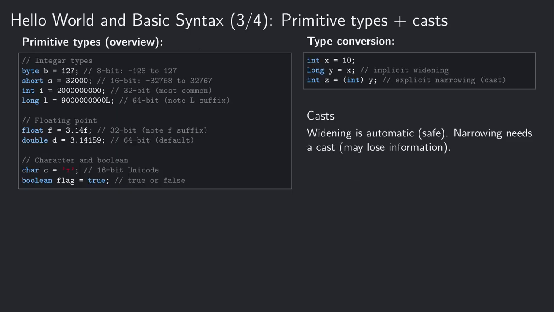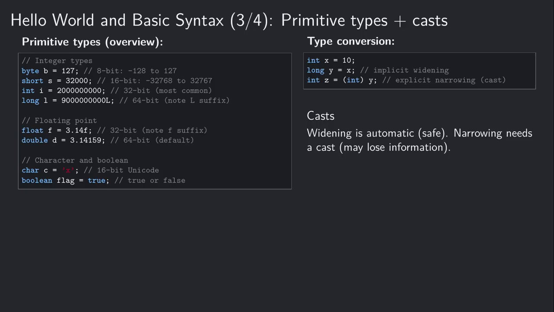This is your quick map of Java's primitive types, and it's worth knowing the rough boundaries because silent overflow and truncation can create subtle bugs. For integers, byte is 8-bit, short is 16-bit, int is 32-bit and most common, and long is 64-bit, and notice the L suffix for long literals. For floating point, float is 32-bit with an F suffix, double is 64-bit and is the default for decimal literals. char is 16-bit Unicode, and boolean is simply true or false.